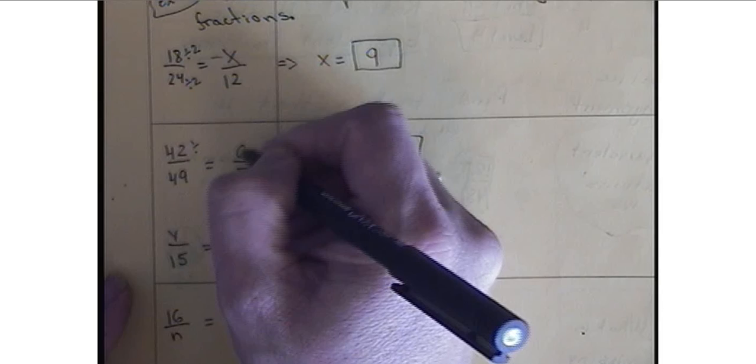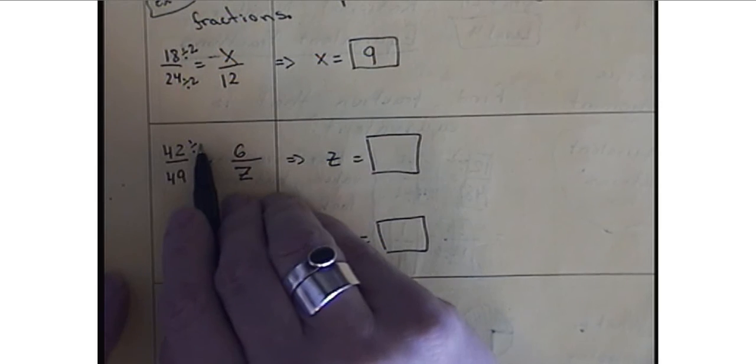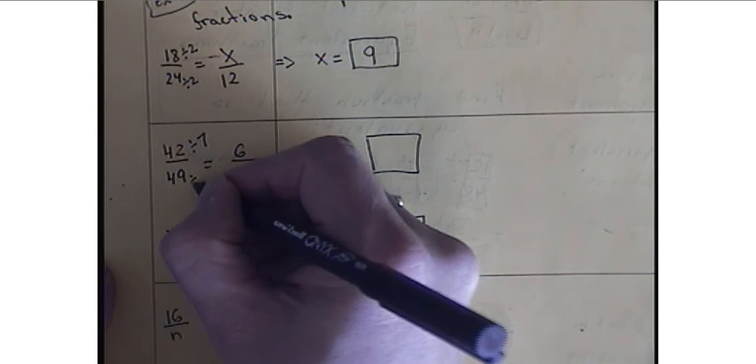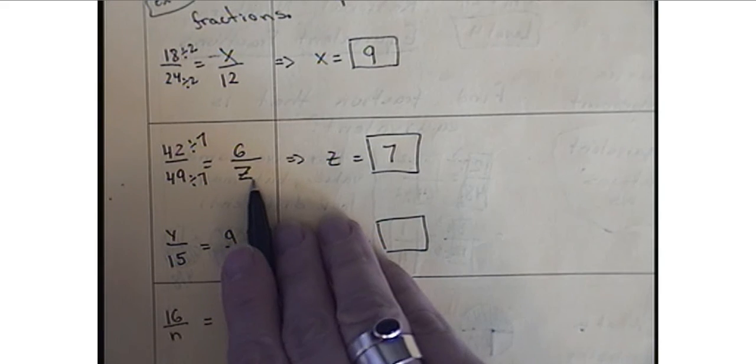In the next example, z, or the unknown variable, is on the bottom. So I have to decide how did I get from 42 to 6. So 42 divided by what number will give us 6? And the answer is 7. So I'm going to divide 49 by 7 too. 49 divided by 7 is 7. So z, the unknown number here, is 7.